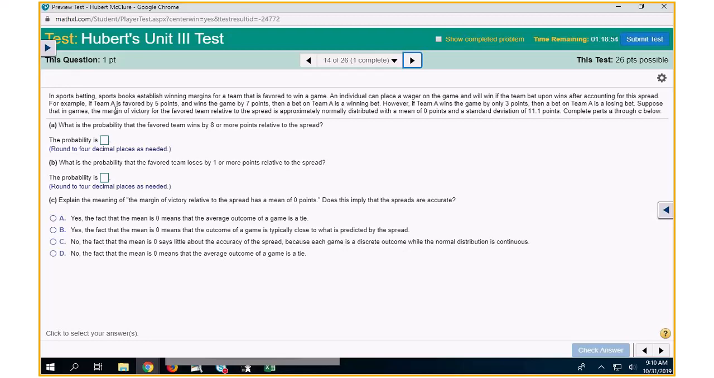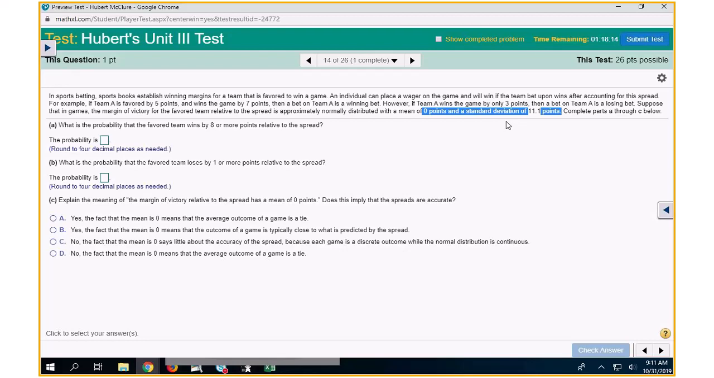Suppose that in games, the margin of victory for the favored team is relatively normally distributed with a mean of 0 and a standard deviation of 11. Draw a picture. Before you started this question, you were going, oh my God, because of all the words. Now you get to the most important sentence. So 0, 11, 22, negative 11, negative 22.